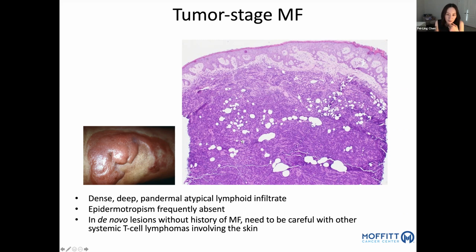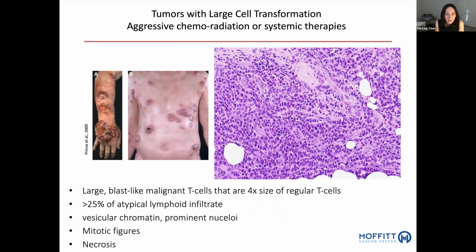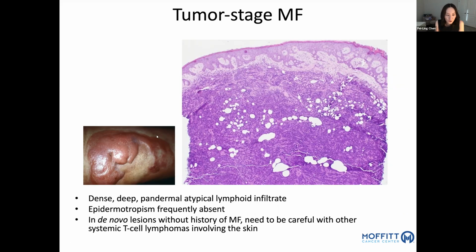So even though histologically this is very obviously a malignant T-cell process, if it stains for CD3 T-cell markers, to us it's still challenging because we have to factor in, could this be cutaneous involvement by a systemic T-cell lymphoma? So this is a tumor lesion, deep infiltrated pandermal malignant T-cell involvement in the skin.